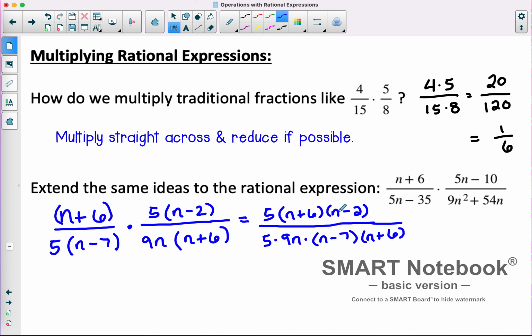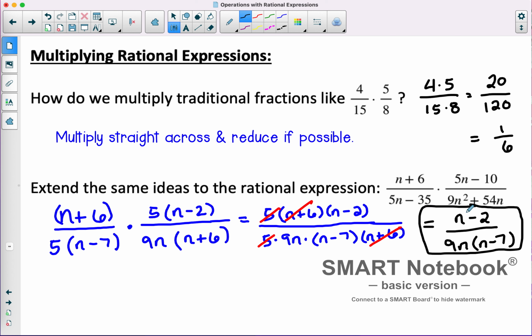Because we're looking for common factors. So what I would notice is there's a common factor of 5 in the numerator and denominator. There's a common factor of n plus 6 in the numerator and denominator. So what we're left with is n minus 2 over 9n times n minus 7. There's no other common factor to reduce, so that's the simplified version.